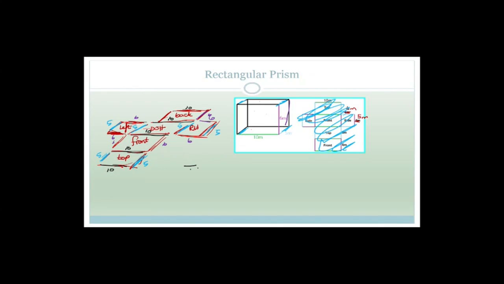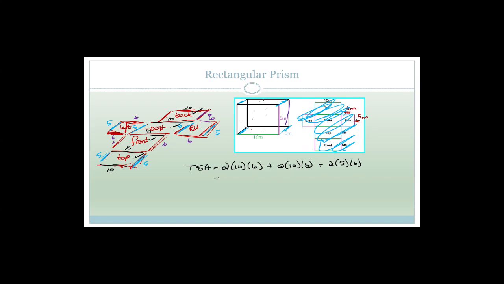So the total surface area is going to be, that's 10 times 6, right? That's 10 times 6. So we're going to go 2 times 10 times 6. I'm just going to tick this one and this one. Then we've got, this is 10 times 5 and that's 10 times 5. So it's plus 2 times 10 times 5, right? So now we've got those two. And then we've got plus these two, the two sides, 2 times 5 times 6. We're doing front and back, top and bottom and left and right.